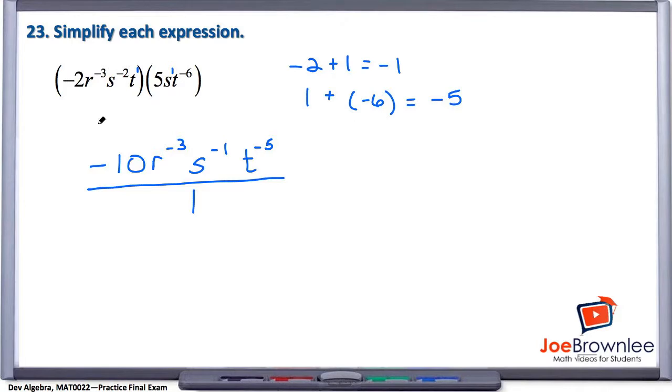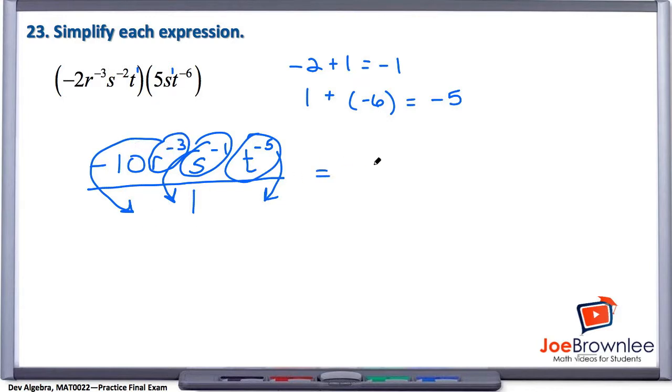But now that we see the denominator, we can say, all right, well, I can't have r to the negative 3, so I've got to move this thing from upstairs to downstairs. Can't have s to the negative 1, I've got to move this thing from upstairs to downstairs. Can't have t to the negative 5, got to move this thing from upstairs to downstairs. And all that does, moving it from upstairs to downstairs, is changes the sign of the exponent. All right, so we can see we didn't touch this negative 10, that's still upstairs, but we did move r to the negative 3 downstairs, and by doing that it becomes r to the positive 3.